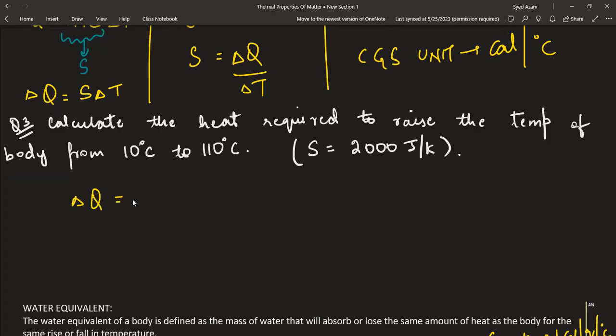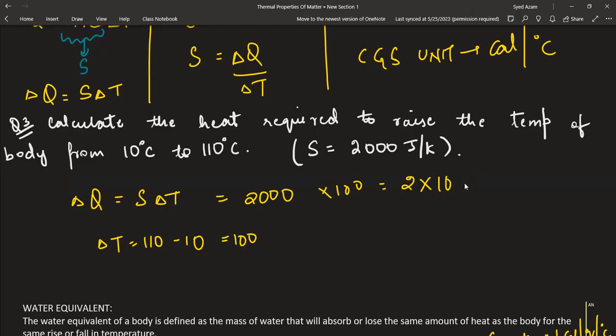2000 into 100. Perfect. Very good. So delta Q will be S delta T, that is 2000. See, delta T will be 110 minus 10, which is 100. So it will be 2000 into 100, that is 2 into 10 to the power 5 joules.